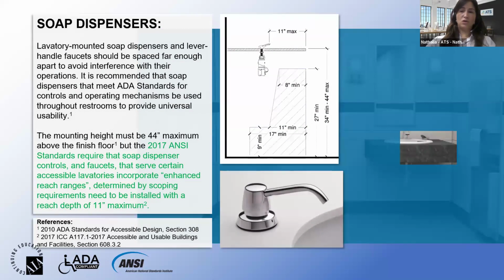So deck-mounted soap dispensers and lever handle faucets should be installed far enough apart to avoid interference with their operations. And although ADA requires only the mounting height of the soap dispenser of 44 inches above the finished floor, the ANC also requires that your soap dispenser should be installed a maximum of 11 inches from the front edge of the countertop.